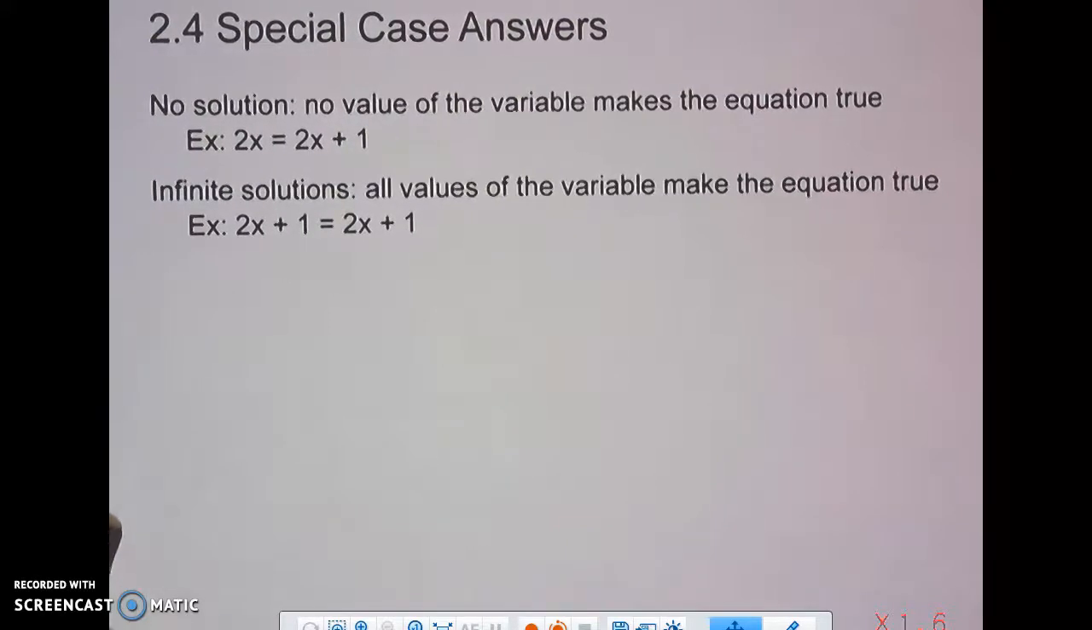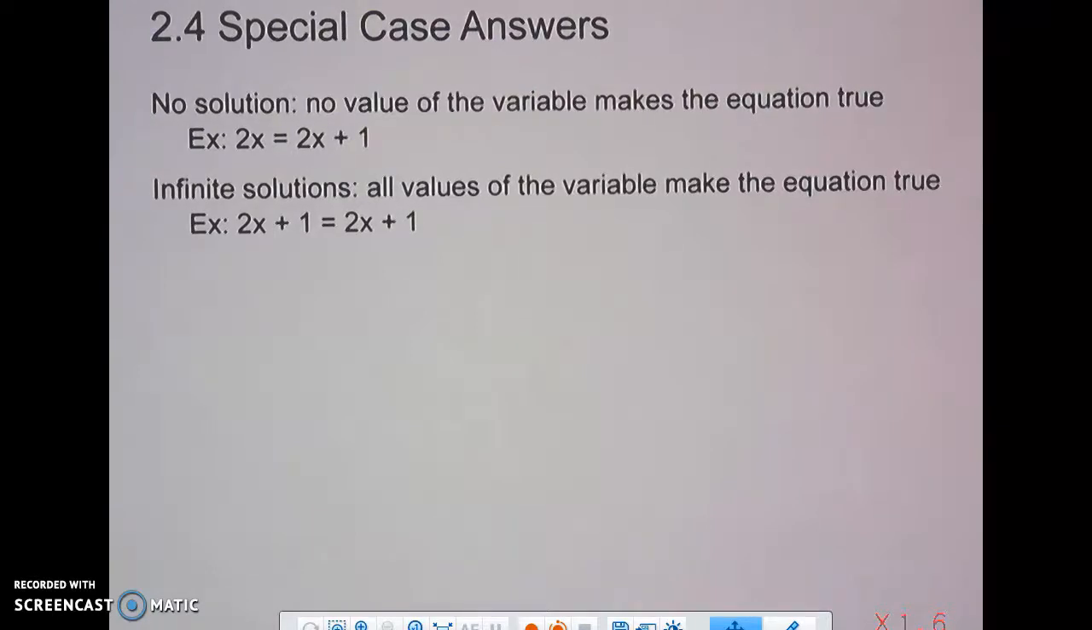Today we're going to be talking about special case answers. So we've been talking about how to solve equations using our different steps that we've learned from the past and justifying those steps. But now there's going to be two special case answers that we could get. One of them would be if there's no solution. That means that no value of the variable makes the equation true.